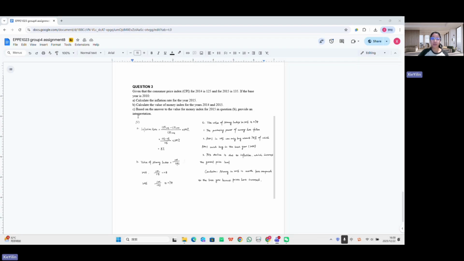Finally, for part C, based on the answer to the value of money index for 2015 in question B, provide an interpretation. This shows that money has lost its purchasing power. In other words, 1 ringgit in 2015 can buy fewer goods and services compared to the base year 2010 due to inflation. So that's all. Thank you.